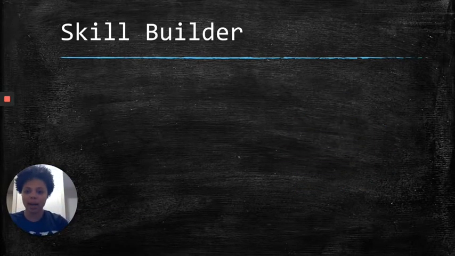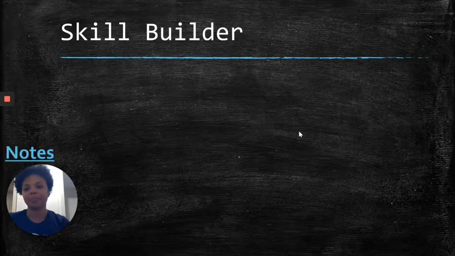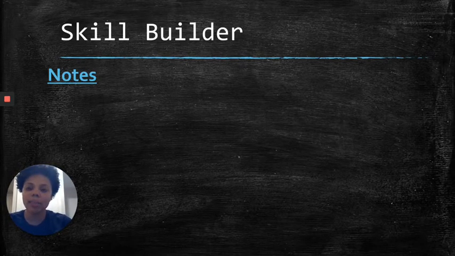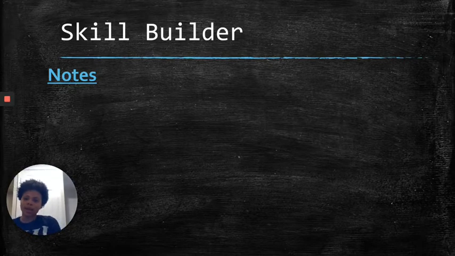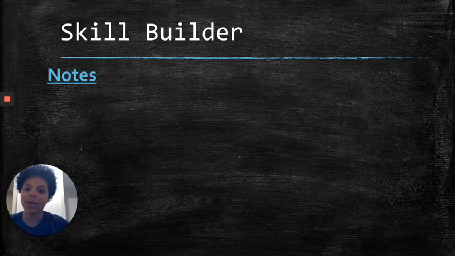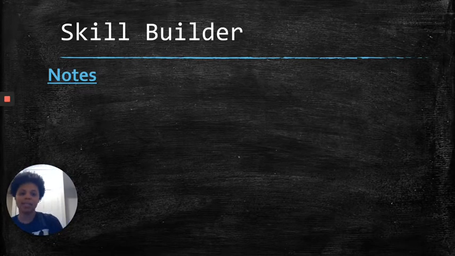Now let's build our skill. So this is a great time for you to open up your Teams app and take some notes in the notebook section on Teams, or you can get a notebook of paper and pencil at home and just jot this information down as a reference. So if you're having a hard time solving some problems with area, you can go back and look at your notes to help you.